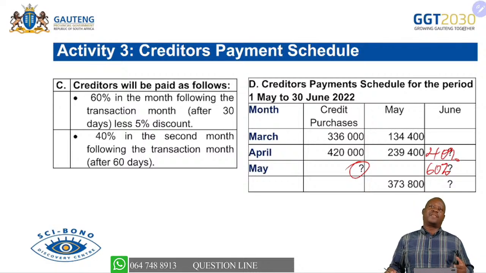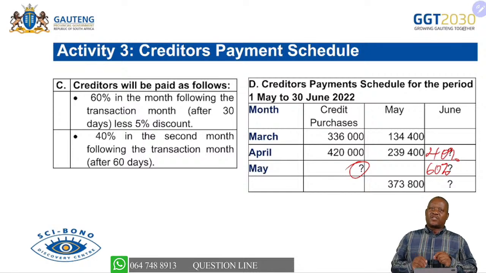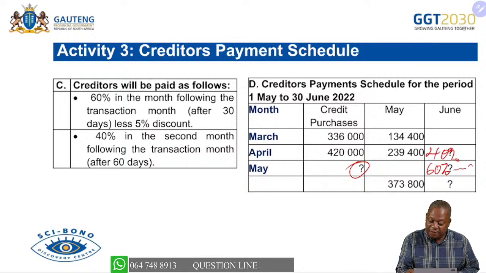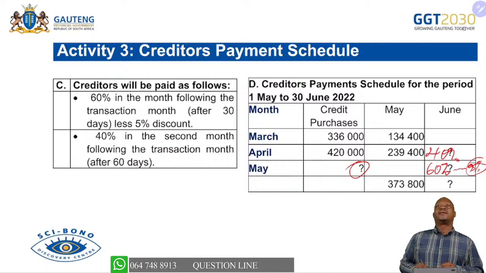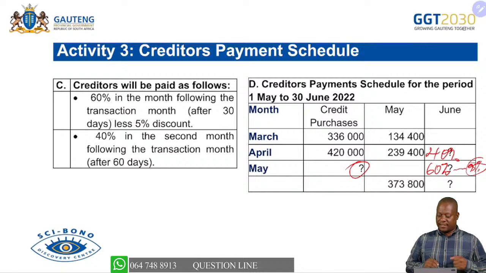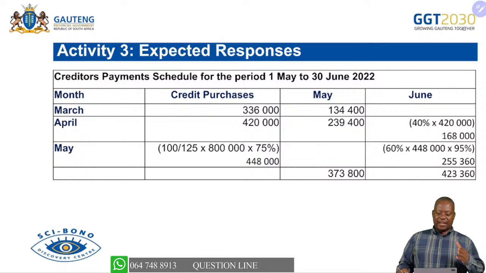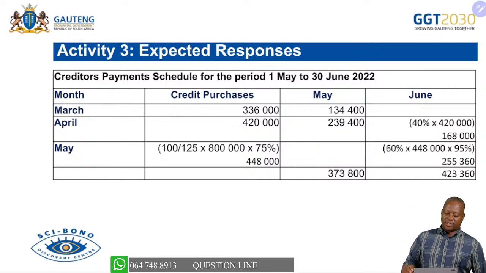No problem. We are going to get it right. As long as you know which percentage is being collected when, then we are fine. But remember, when it comes to this 60%, there is a 5% discount. So it means we only have to pay 95%. Very important.